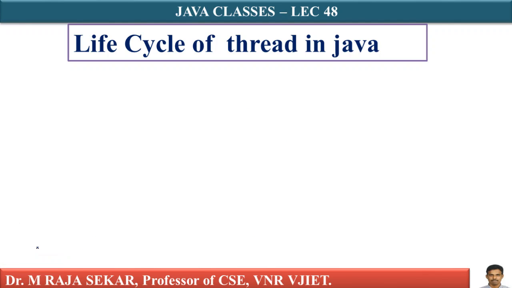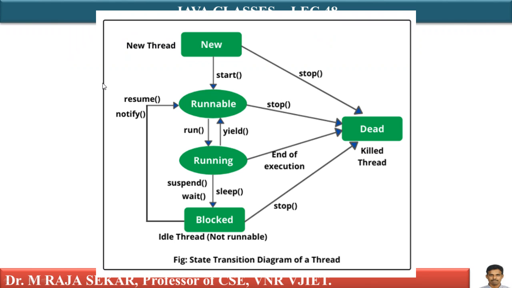Anyway, let me continue. Let me discuss the life cycle of a thread in Java programming language. What is this life cycle? In this life cycle, I have 5 states. This is the new state. What is the meaning of new state? There is another name for new state, I can say born state. Otherwise, I can call it new state or born state.